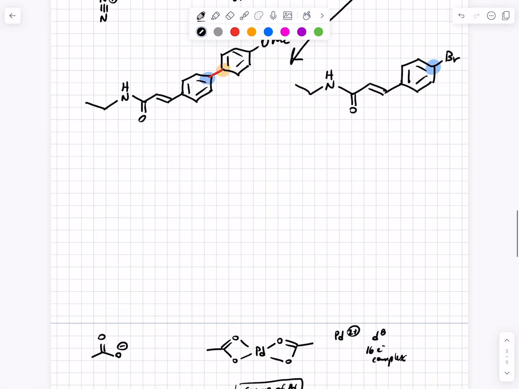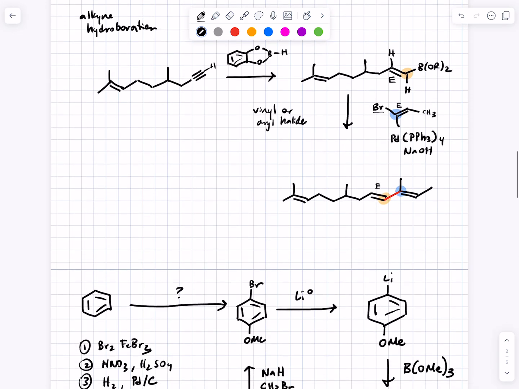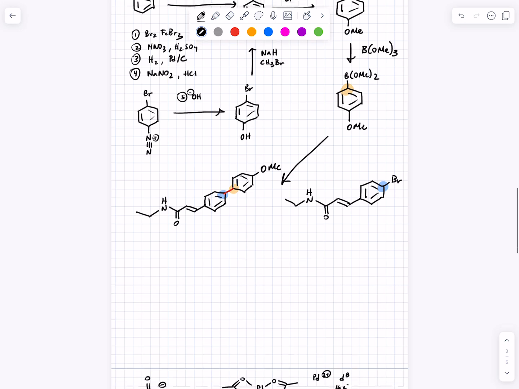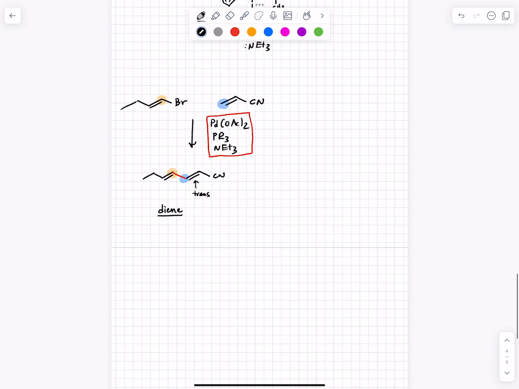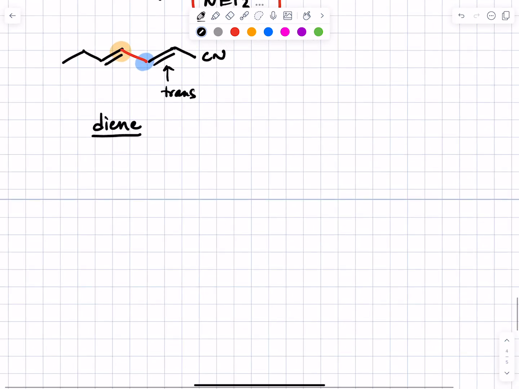And actually, if we scroll back, the Suzuki reaction also can be used to make a diene. So, just connecting to things that you learned before in 351, what can you do with dienes?